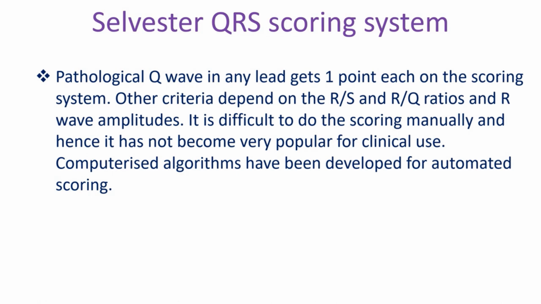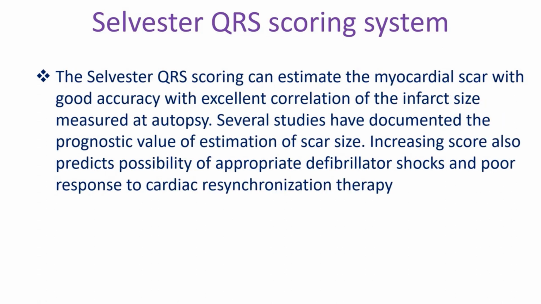It is difficult to do the scoring manually and hence it has not become very popular for clinical use. Computerized algorithms have been developed for automatic scoring. The Sylvester QRS scoring can estimate the myocardial scar with good accuracy with excellent correlation of the infarct size measured at autopsy. Several studies have documented the prognostic value of estimation of scar size. Increasing score also predicts possibility of appropriate defibrillator shocks and poor response to cardiac resynchronization therapy.